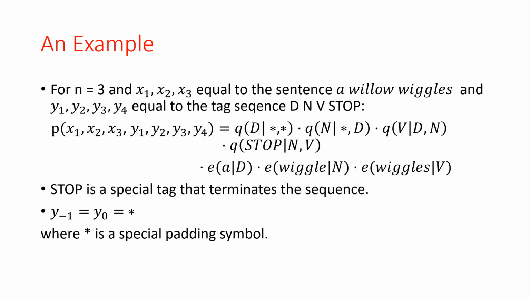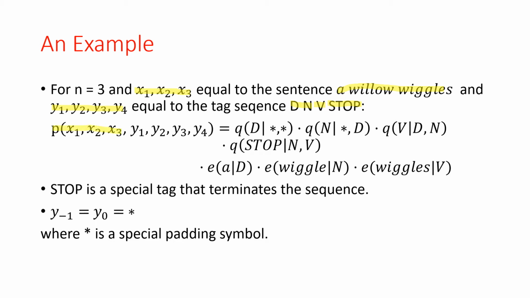So let's see an example. Let's say that we have a sequence with 3 words that is equal to this particular sequence, a willow wiggles, and we also have the 4-element tag sequence, D for determiner, N for noun, V for the verb, and the last is the stop symbol. So this is a special tag that terminates the sequence.